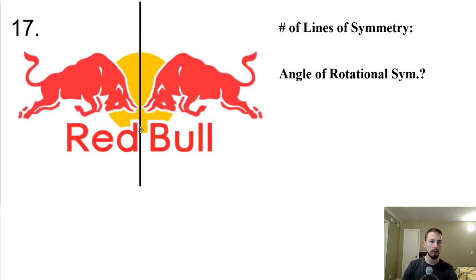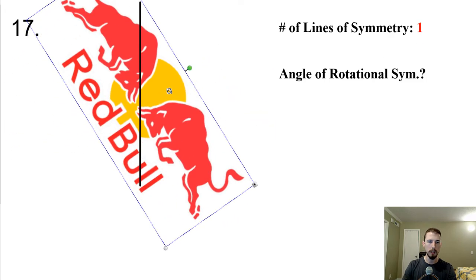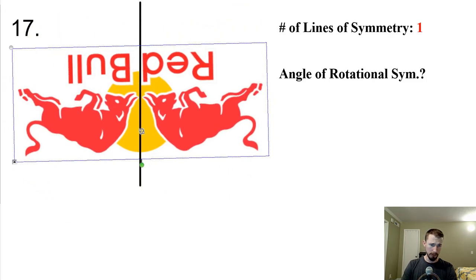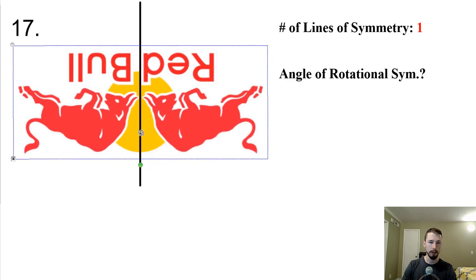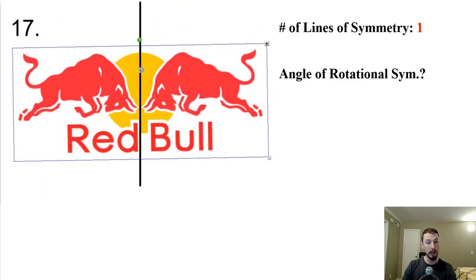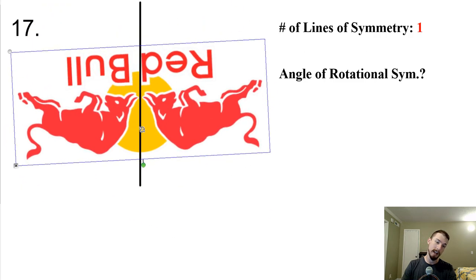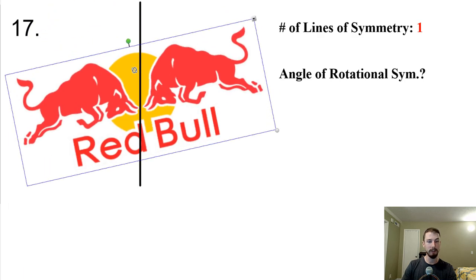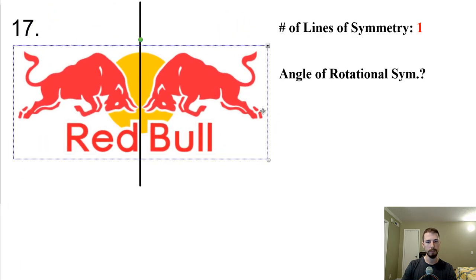Number 17, Red Bull gives you wings. Number of lines of symmetry, we've got 1 right down the middle, vertical. And the angle of rotational symmetry, the problem is if I do this upside down, I don't think they're gonna make it. They look like they're frolicking, like they're rolling around in the grass. Not nearly as aggressive as they do now. Now they're fighting. Now they're rolling around. Isn't that funny? Perspective changes everything.